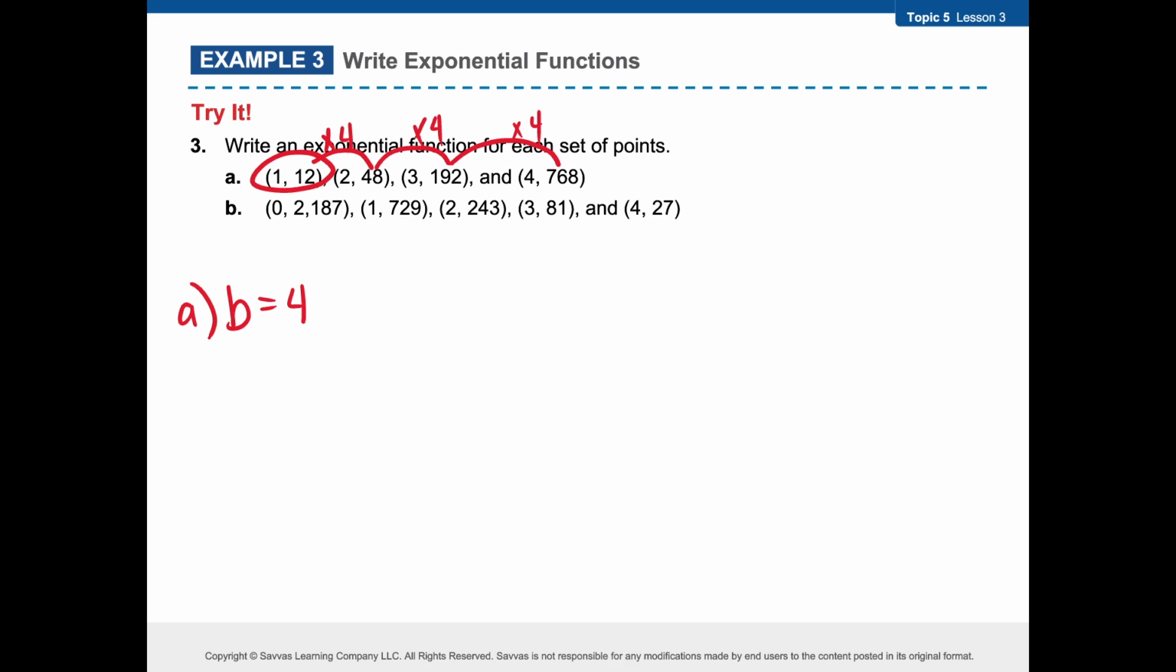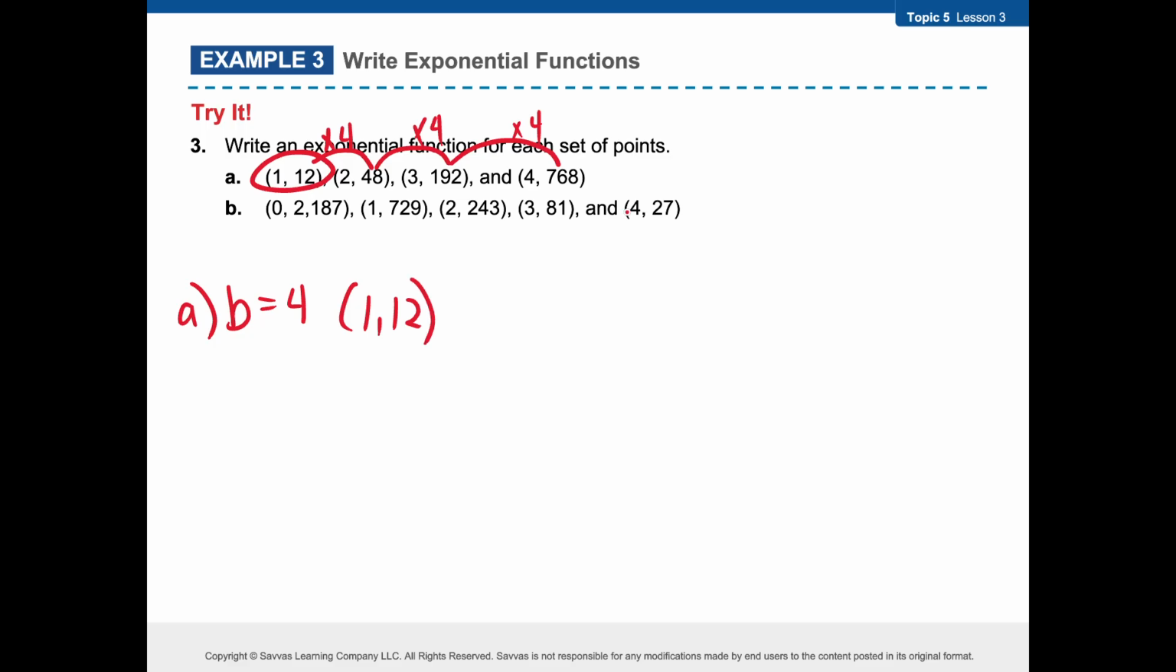Part 2 again, writing exponential functions. Find your constant ratio, 12 to 48. You get that by multiplying by 4. 48 times 4 is 192. 192 times 4 is 768. So my b is a 4. Next, try finding your a by picking an ordered pair.